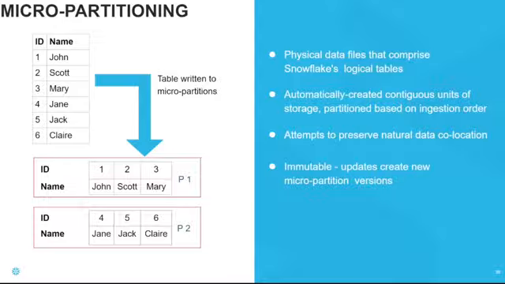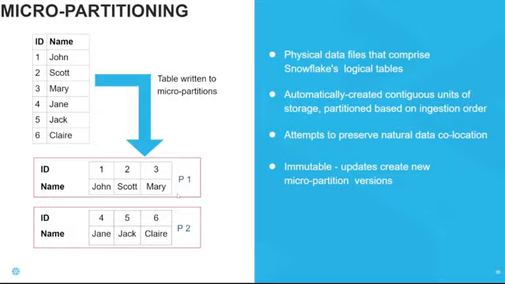Now, this is the micro partition. Let's say you have a table where you want to store IDs and names, and these are the rows you want to store. Internally, Snowflake creates two micro partitions. In the first partition it stores the data from 1 to 3, and in the second partition it stores the data from 4, 5, and 6.